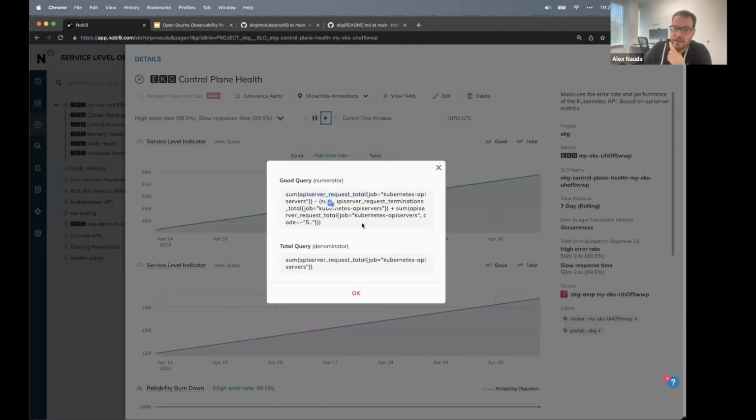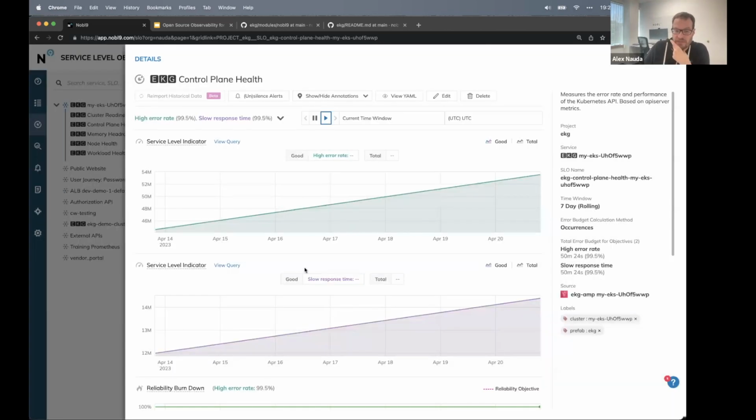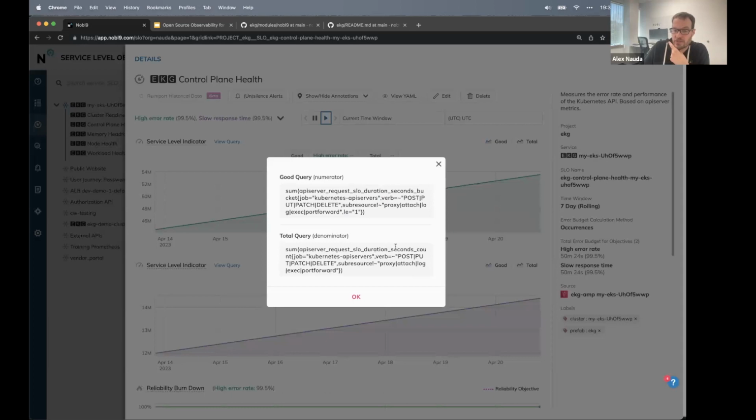This is looking at the total number of requests that were made and how many either didn't complete or completed badly, okay? So I'm looking at 5XX responses plus terminations. Basically, how often is your control plane responding badly? And there's a second objective in here, which is response time. In this case, I'm looking at mutating requests, so post, put, patch, delete, and looking at how many of them complete in less than a second, which is similar to how that's defined, like I said, in that SLO that's published by the SIG.